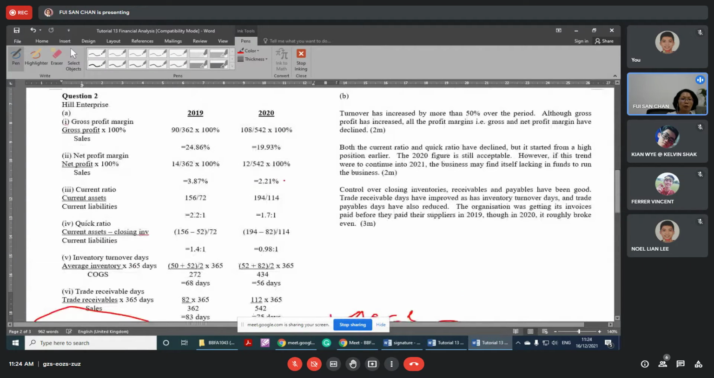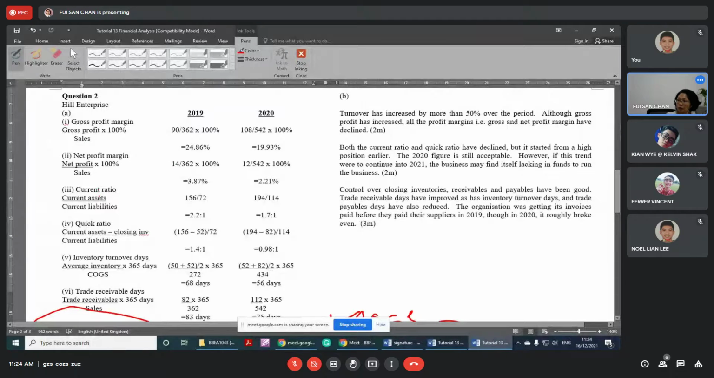Now for gross profit margin, we only look at sales and purchases, without your operating expenses. Net profit includes your operating expenses: from your sales and purchases, then including your operating expenses, you get a net profit.